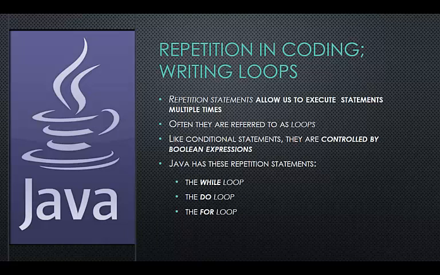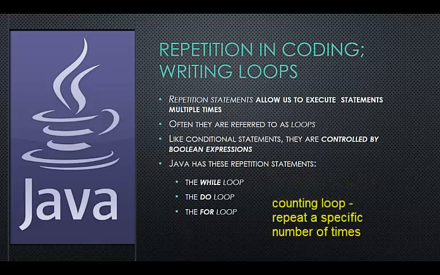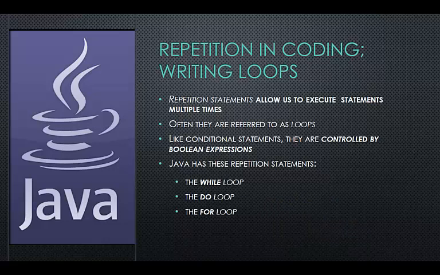Java has 3 repetition statements: the while loop, which is a conditional loop, the do loop, which is also a conditional loop, and the for loop, which is a counting loop. We will be examining the while loop and the for loop in these notes. For this semester, we will not be studying the do loop.